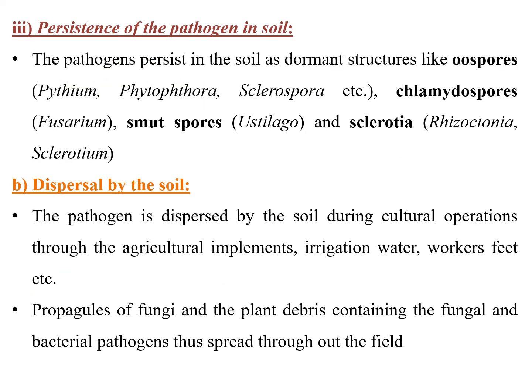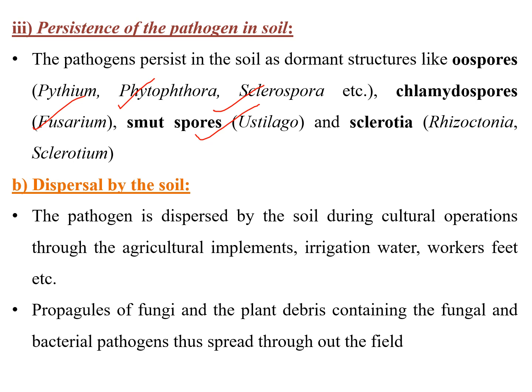Coming to the third category, persistence of the pathogen in the soil. That means the pathogen can persist in the soil. So how will they persist in the soil? They have to persist in the soil as dormant structures. What are the different dormant structures produced by pathogens? Oospores, which are produced in Pythium, Phytophthora and Sclerospora, that is downy mildew fungi, and chlamydospores, which are produced by Fusarium, and smut spores in the case of Ustilago, and sclerotia produced in Rhizoctonia and Sclerotium.